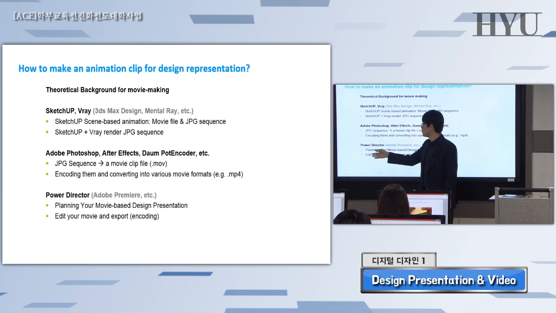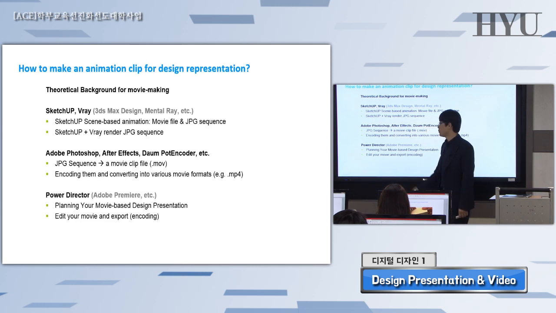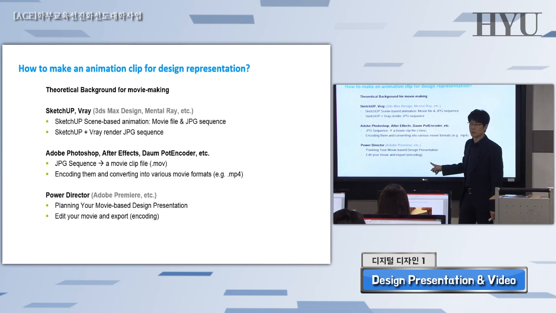At the end, we're going to use a very easy to use video making application, PowerDirector, or Premiere, whatever. Vegas or some other tools are available. So this is the final editor for your video. At the end, you can export your video file in AVI, MOV, MP4, whatever. And then you can convert it again and again.